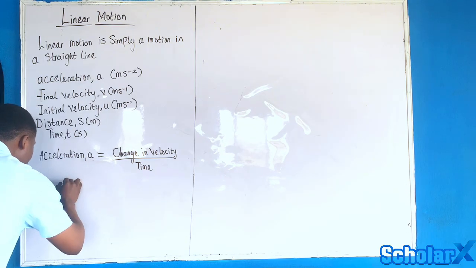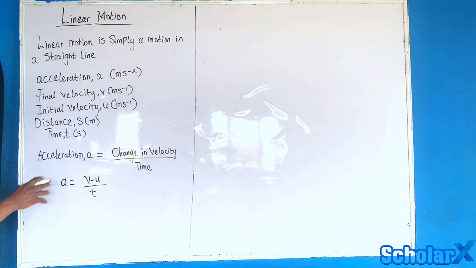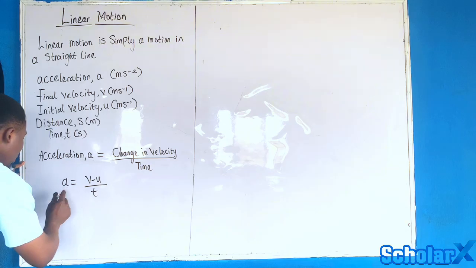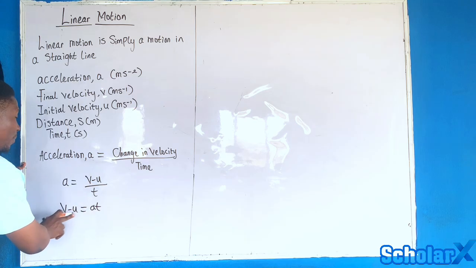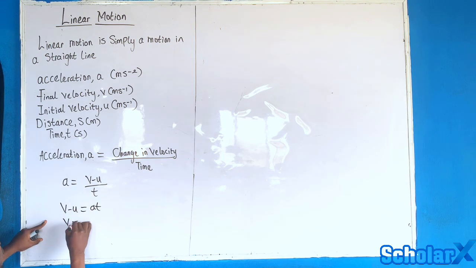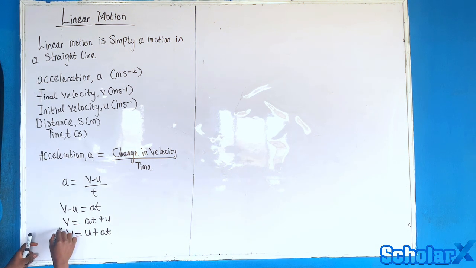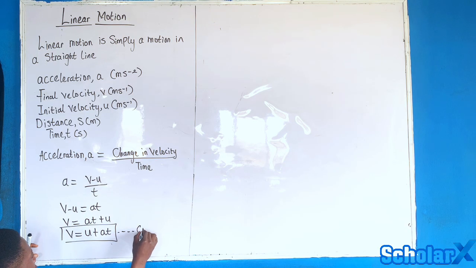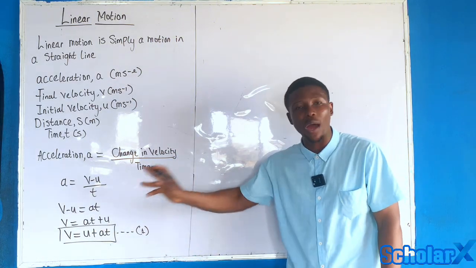So acceleration A is equal to change in velocity. That's going to be V minus U over T. Now let's cross multiply. When we cross multiply, we have V minus U is equal to AT. Now, of course, take this minus U here. It becomes V is equal to AT plus U. When you take this here, it becomes plus U. I can also write this as V is equal to U plus AT. And this gives me the first equation of motion, V is equal to U plus AT. This is how it was derived.